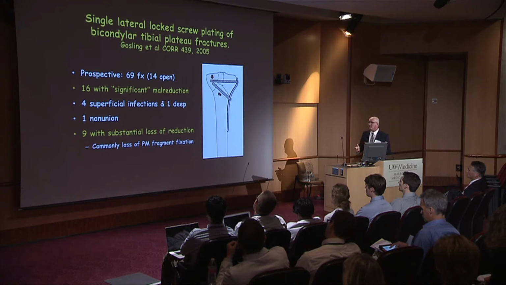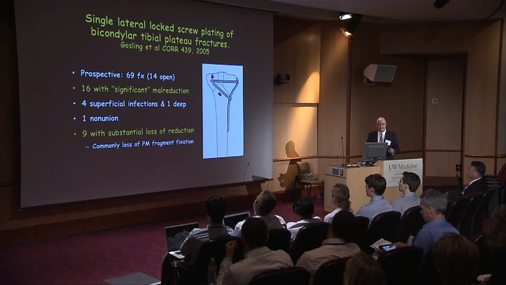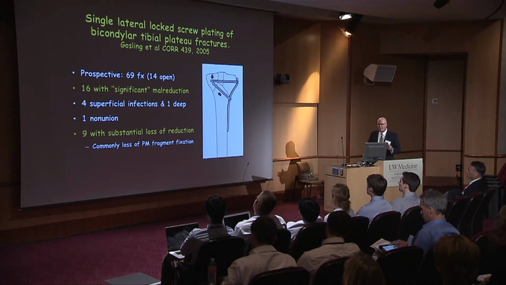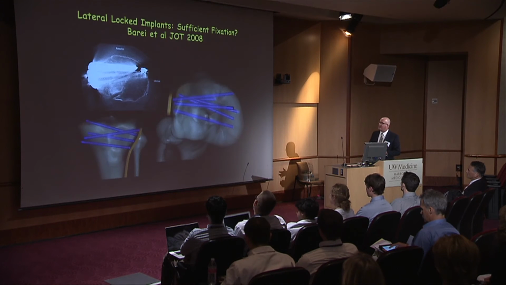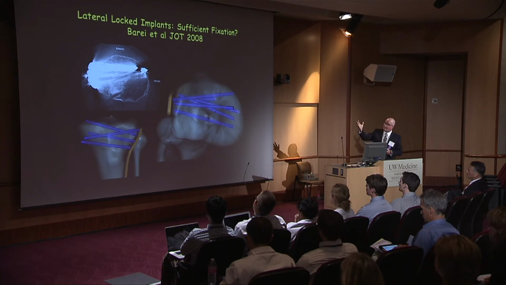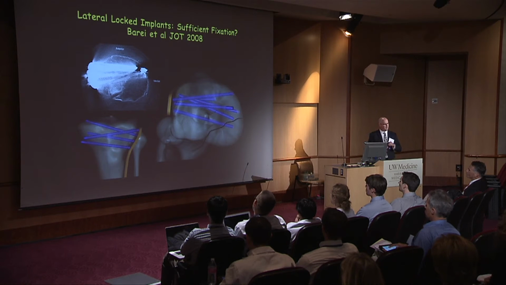Nine had substantial loss of infection, mostly loss of that posterior medial fragment. So maybe we're seeing that these locked lateral plates aren't able to hold that fragment itself. And my partner, Dave Beret, looked at this and found that these plates in their earliest form had fixed angles of where the screws went.